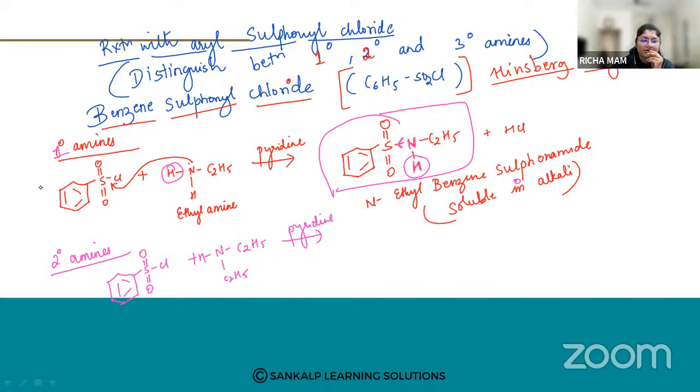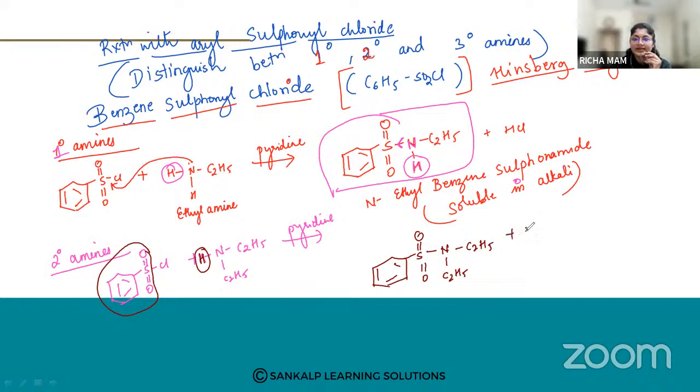Let me take another color. So here, what is happening? Your hydrogen will be replaced by this group, the complete group. So what am I going to get? I'm going to get S double bond O, S double bond O, N, C2H5 and C2H5, plus HCl. What I got is N,N-diethyl benzene sulfonamide.